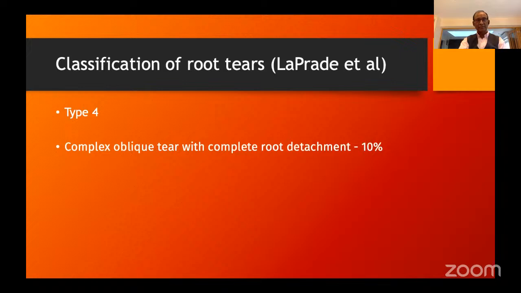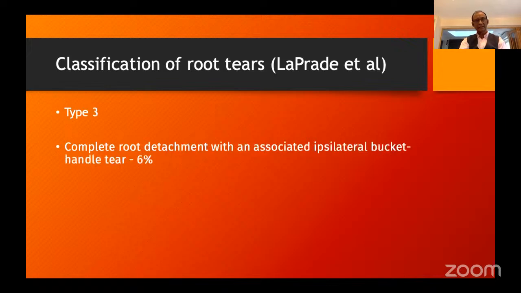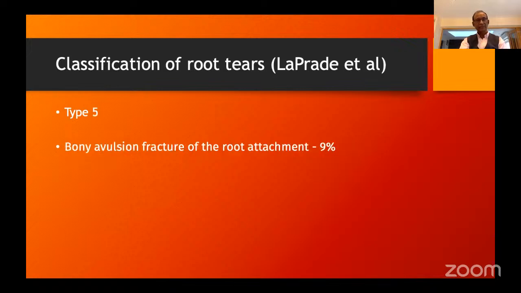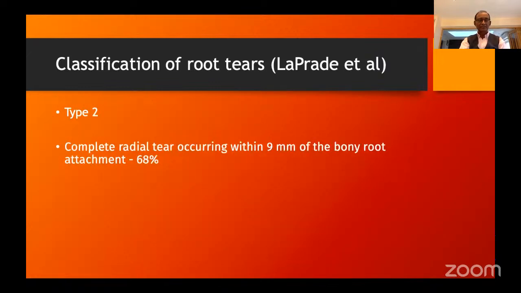The fourth one is oblique tear with complete root detachment. The difference from type 3 is that type 3 has a bucket handle tear associated. This one doesn't. It's just a complete oblique root tear from the bony attachment. And the fifth type is bony avulsion, so a piece of bone is also avulsed. And this is also less than 10%. So if you go back to it, the most common one is in almost 70% of the cases.